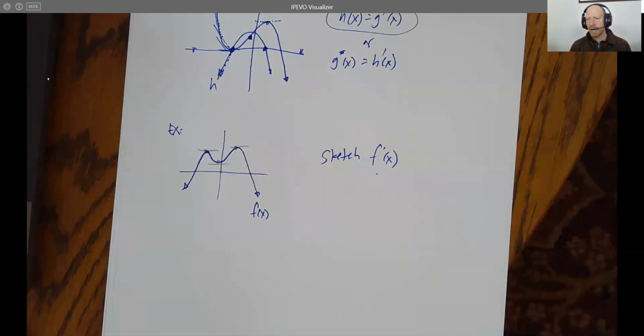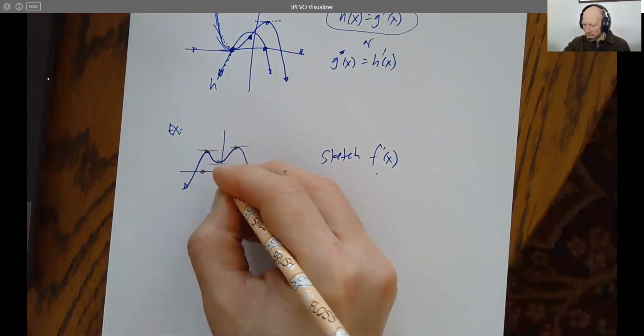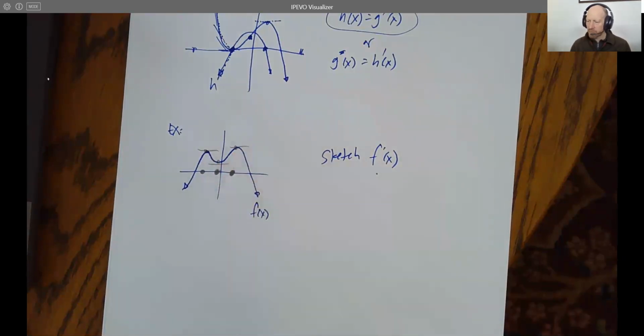At each of those spots, the derivative must equal 0. That's the whole point of the derivative. It gives me the slope of those lines. Since those lines are horizontal, their slopes are 0. So at each of these x values, my derivative is equal to 0.